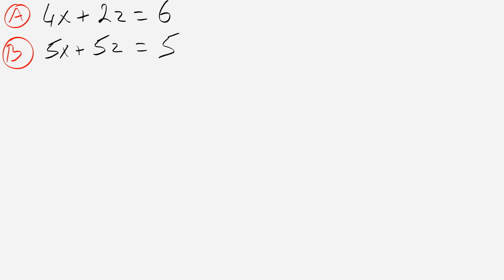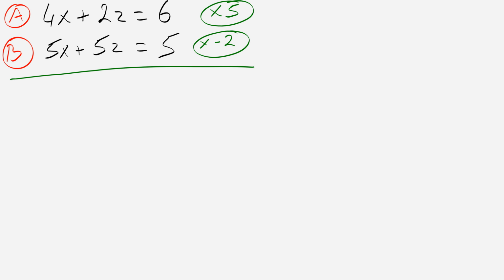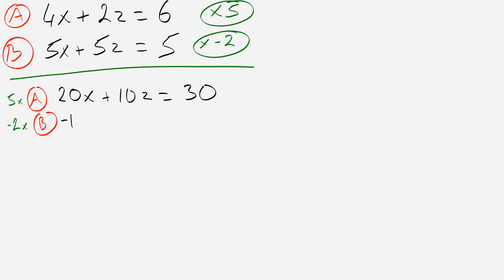What we're going to do here is take equation A and multiply it by 5, and take equation B and multiply it by minus 2. So when I do that, I'll rewrite my equations. 5 times equation A is going to be 20x plus 10z equals 30. And then minus 2 times equation B is going to be minus 10x minus 10z equals minus 10.